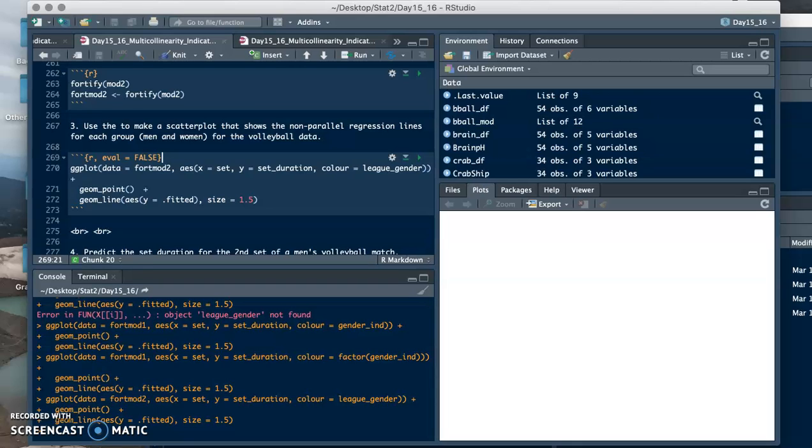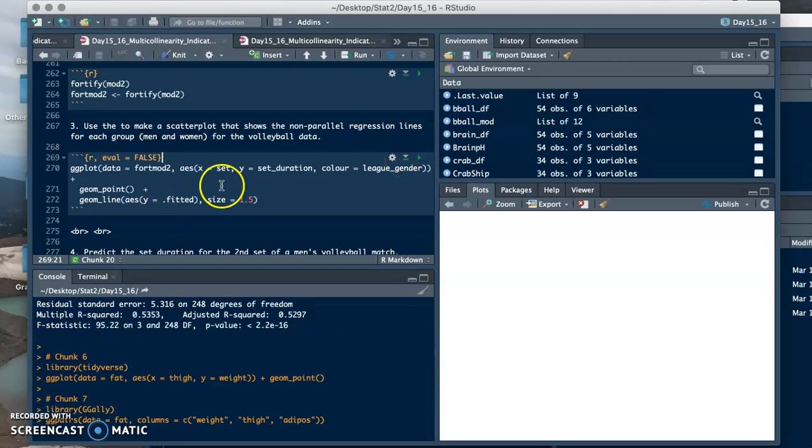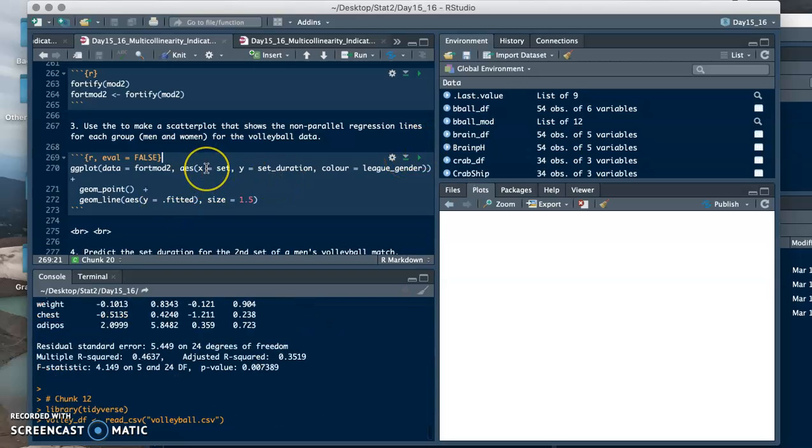Hello, so we're going to do a quick recap of that volleyball data set, just talking about something super quickly that wasn't really covered in the note packet. Just what our interpretation of that beta hat 2 coefficient is going to be for the parallel lines model versus the non-parallel lines model.